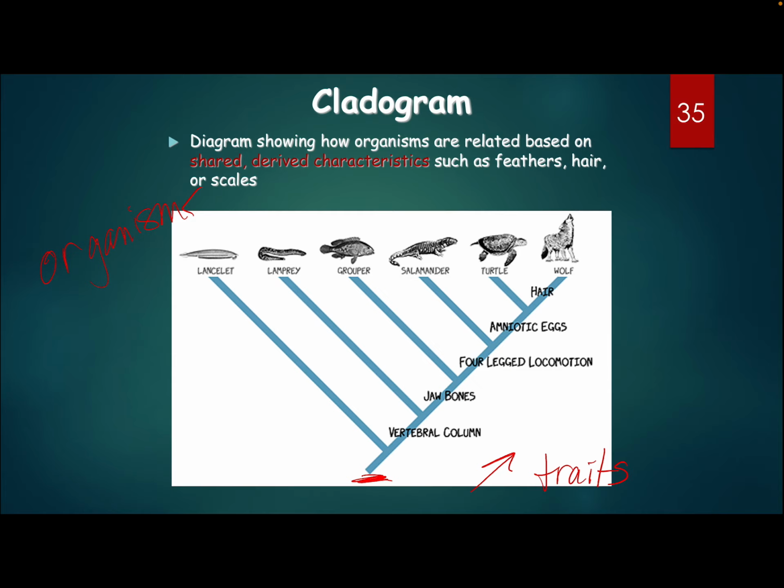So up here you have vertebral column, which means that everything up here has a vertebral column except for the thing behind it. So this guy here would not have a vertebral column. Jawbones, four-legged locomotion, amniotic eggs. So amniotic eggs, it's only the turtle and the wolf that have amniotic eggs because everything below it here does not. So it's kind of a way of looking at things, what shares similarities and what doesn't.